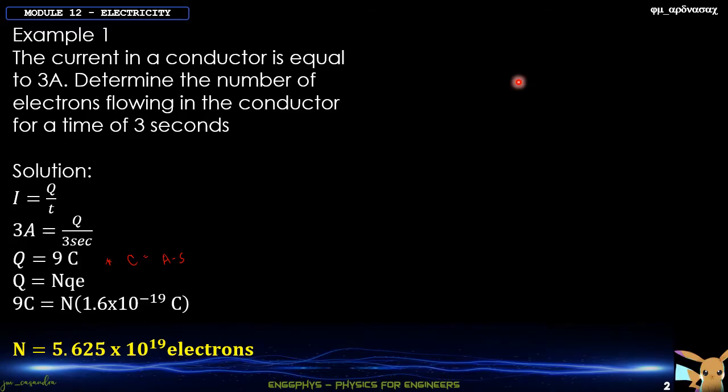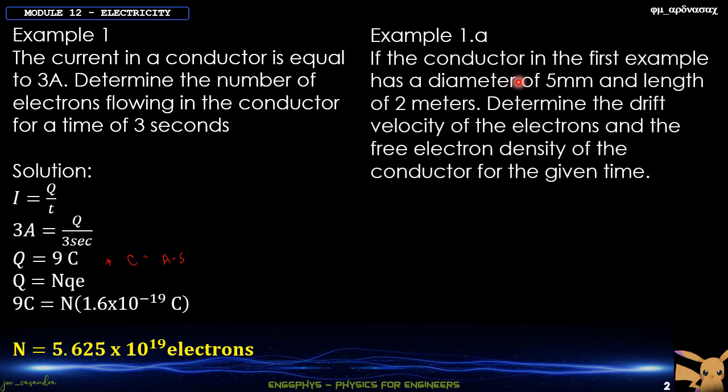Okay, so for the next problem, in relation to example number 1, if the conductor in the first example has a diameter of 5 millimeters and a length of 2 meters, determine the drift velocity of the electrons and the free electron density of the given conductor using the given time of 3 seconds.